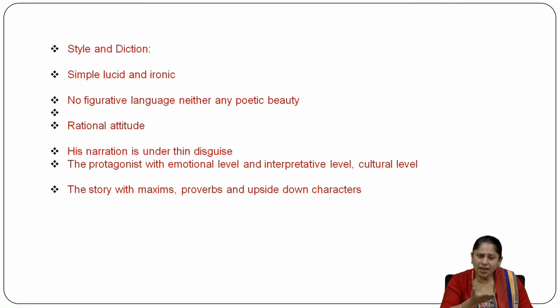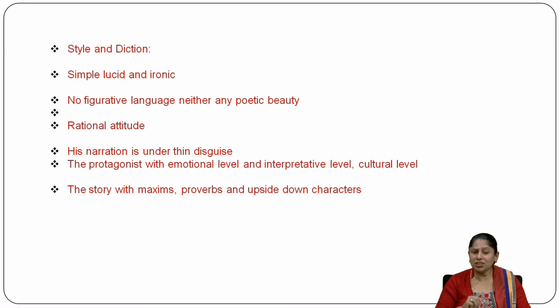So certain kinds of strata of the Verger's mind, Edward Albert Foreman's mind, the strata of his levels of psyche, his beginning, his middle part, how he left the job, how he was disappointed, why he regretted, why he repented, all these things are very important to be studied in your answer, that you have to mention in a sequential way. The story with maxims, proverbs, and upside down characters.